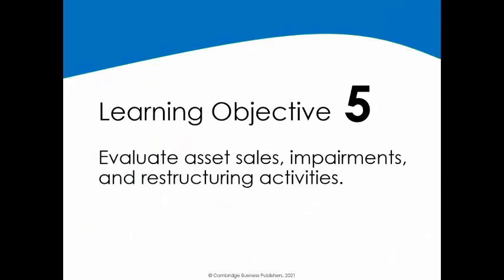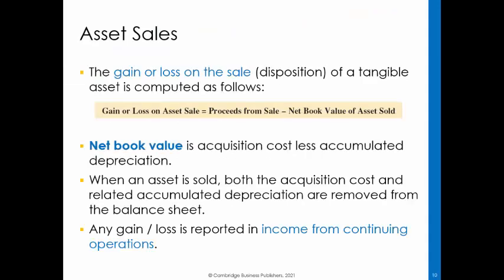In this learning objective, we will discuss gains and losses from asset sales, restructurings, and the computation and disclosure of asset impairments. The gain or loss on the sale of a tangible asset is computed as the difference between the sales proceeds and the net book value of the asset sold. An asset's net book value is its acquisition cost less accumulated depreciation. When an asset is sold, its acquisition cost and related accumulated depreciation are both removed from the balance sheet, and any gain or loss is reported in income from continuing operations.